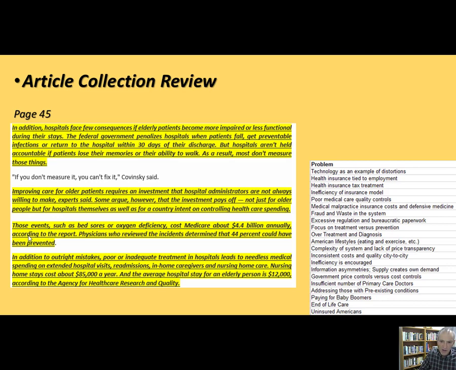In addition to outright mistakes, poor or inadequate treatment in hospital leads to needless medical spending on extended hospital visits, readmissions, in-home caregivers, and nursing home care. Nursing home stays cost about $85,000 a year, and the average hospital stay for an elderly person is $12,000, according to the agency. So, yeah, this end of life is a huge part of this. We'll talk a little later.